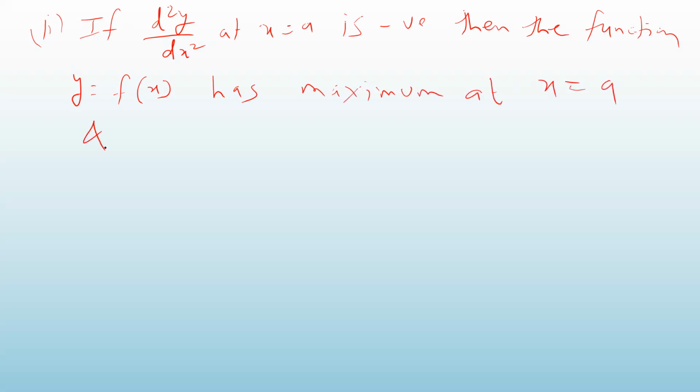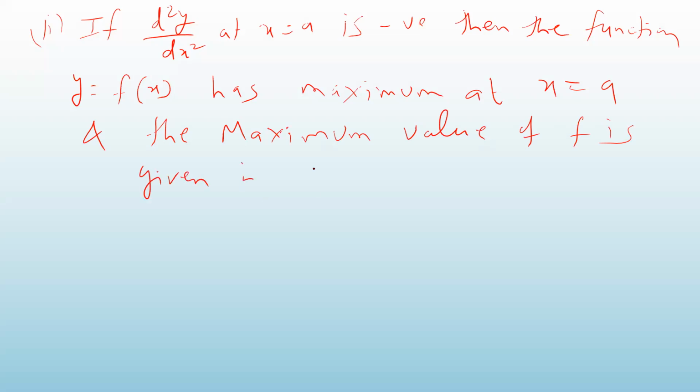And how will you find that maximum value? The maximum value of f is given by f at the point a. Means in the expression for f(x), put x is equal to a. So you will get the maximum value of the function. Okay. Now let us summarize everything and write.